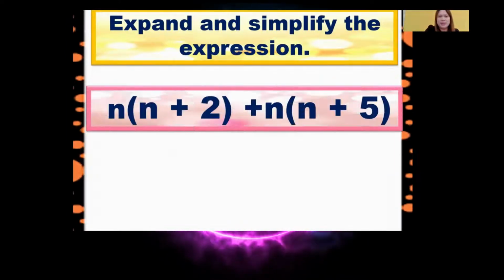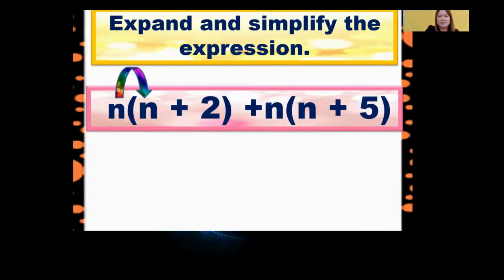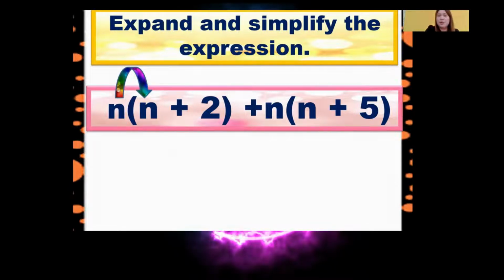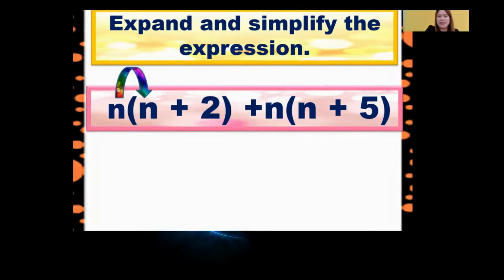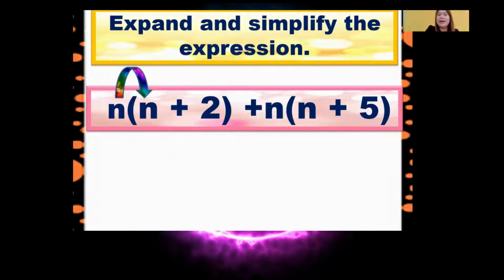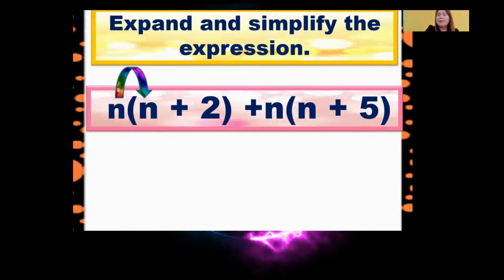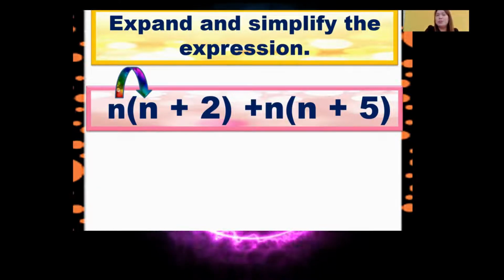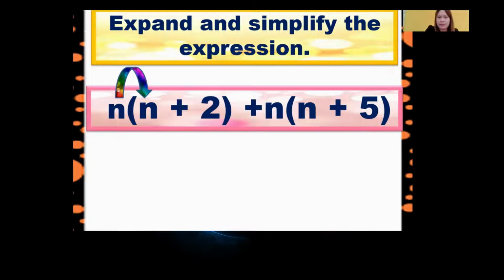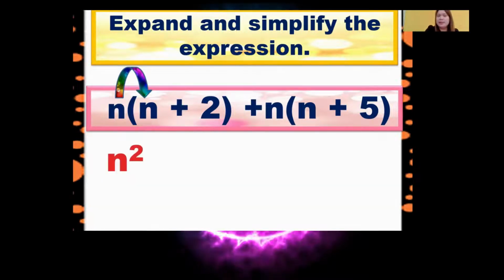All right, Year 8. So one more, let's see. Remember, when you multiply the same variable, you are adding the power. So n times n will give you n squared. Very good. Not 2n. You add n plus n, that's 2n. But when you multiply n times n, that gives you n squared. So we have n squared.